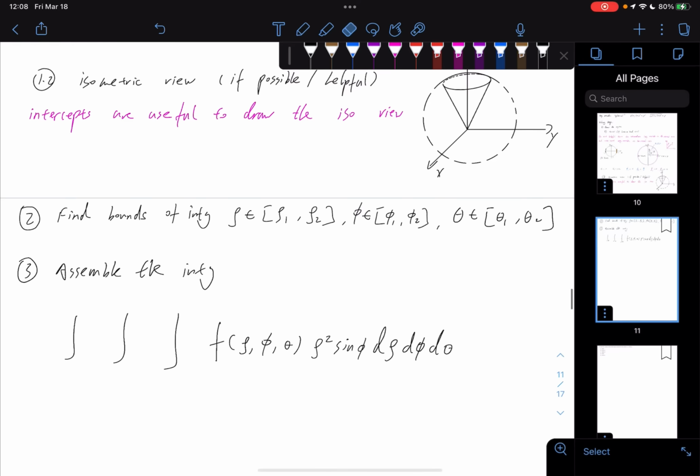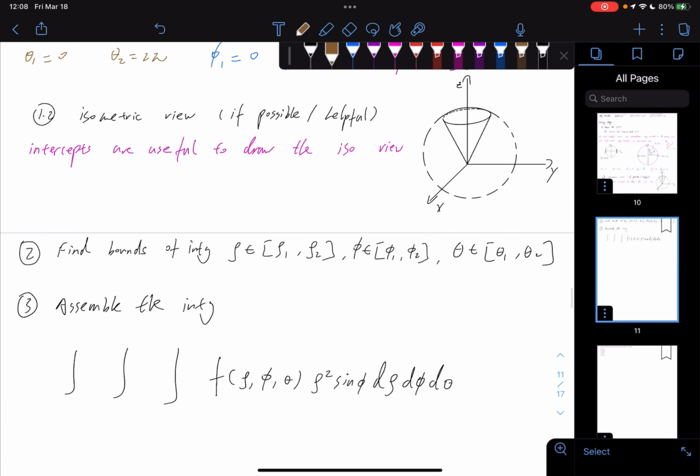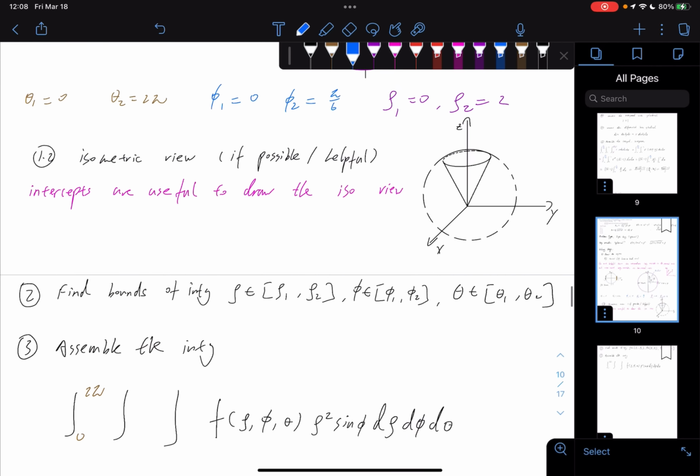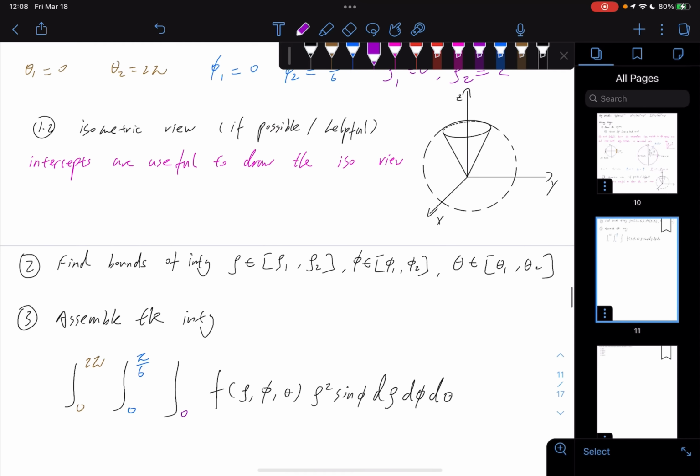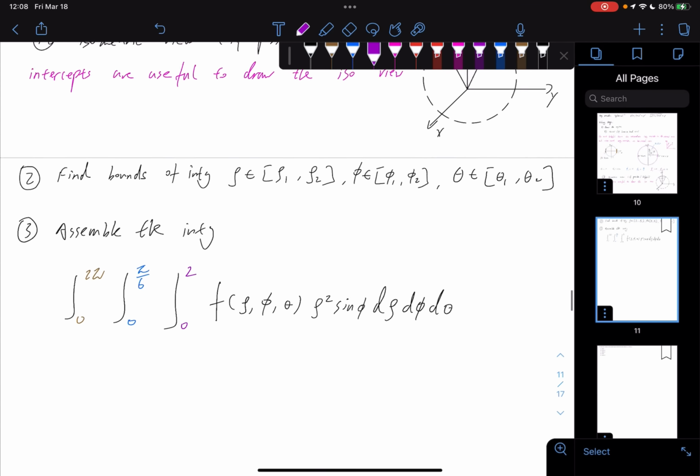Actually, let's start over. So theta 1 is 0. Theta 2 is 2 pi. And then phi 1 is 0. Phi 2 is pi over 6. And then rho 1 is 0, and rho 2 is 2. So that's our A, B, C, right?